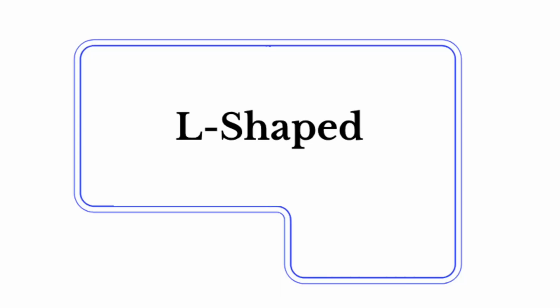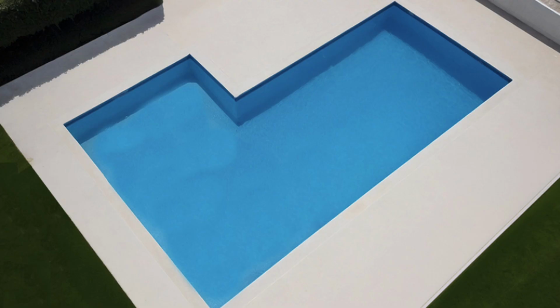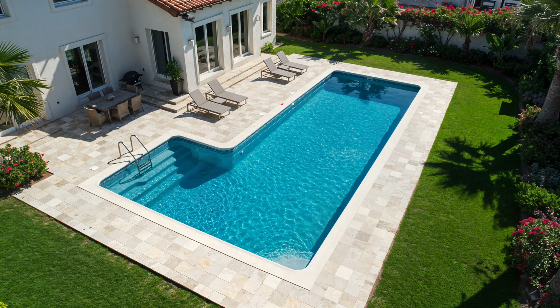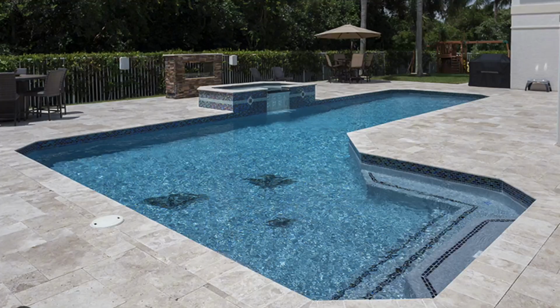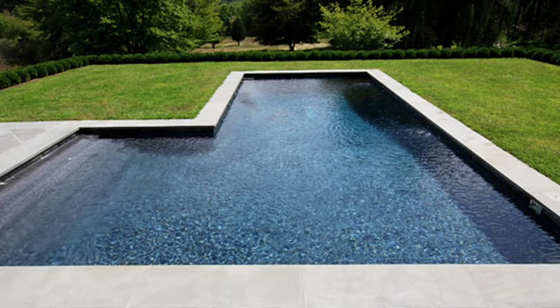Next, we have the L-shaped pool. This is a standard rectangle with an extra leg extending off to one side. This is a great design for separating the shallow and the deep end, and it's also great for creating a natural division between a play area and a serious lap swim area. It's also called a dogleg pool because it resembles a dogleg in golf.